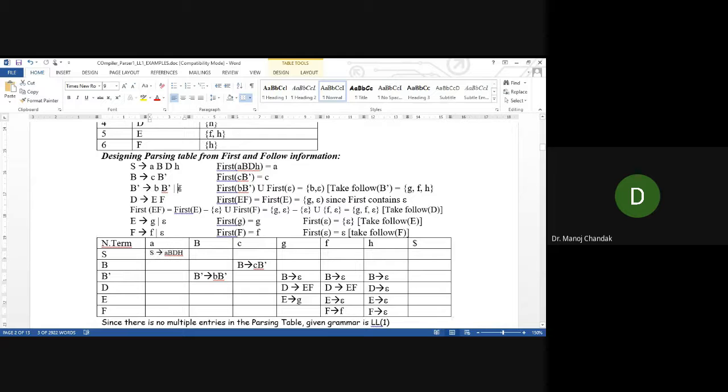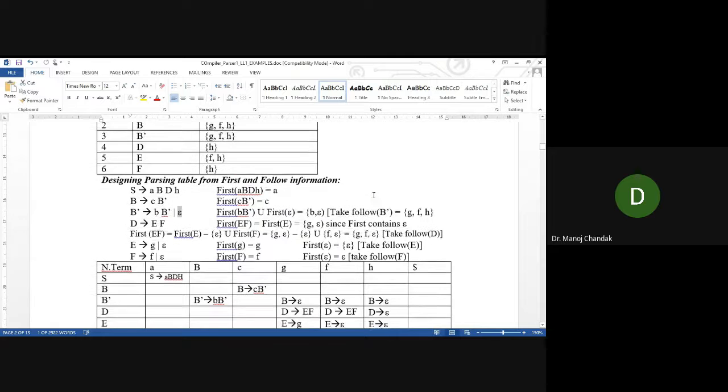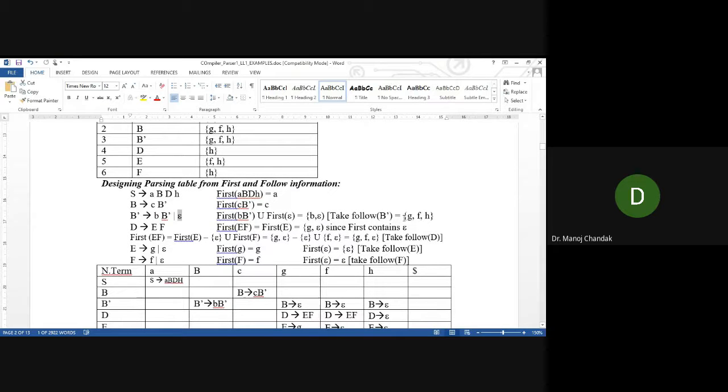So when to use this epsilon? So if I take epsilon, okay, first of BB will be there, but epsilon will use the follow information. Okay, so B dash derives to epsilon. First of B dash will be epsilon, and since it contains epsilon, then take the follow of B dash. Follow of B dash is GFH. So when to use follow, is it clear in the parsing table? When to use follow? Anybody?